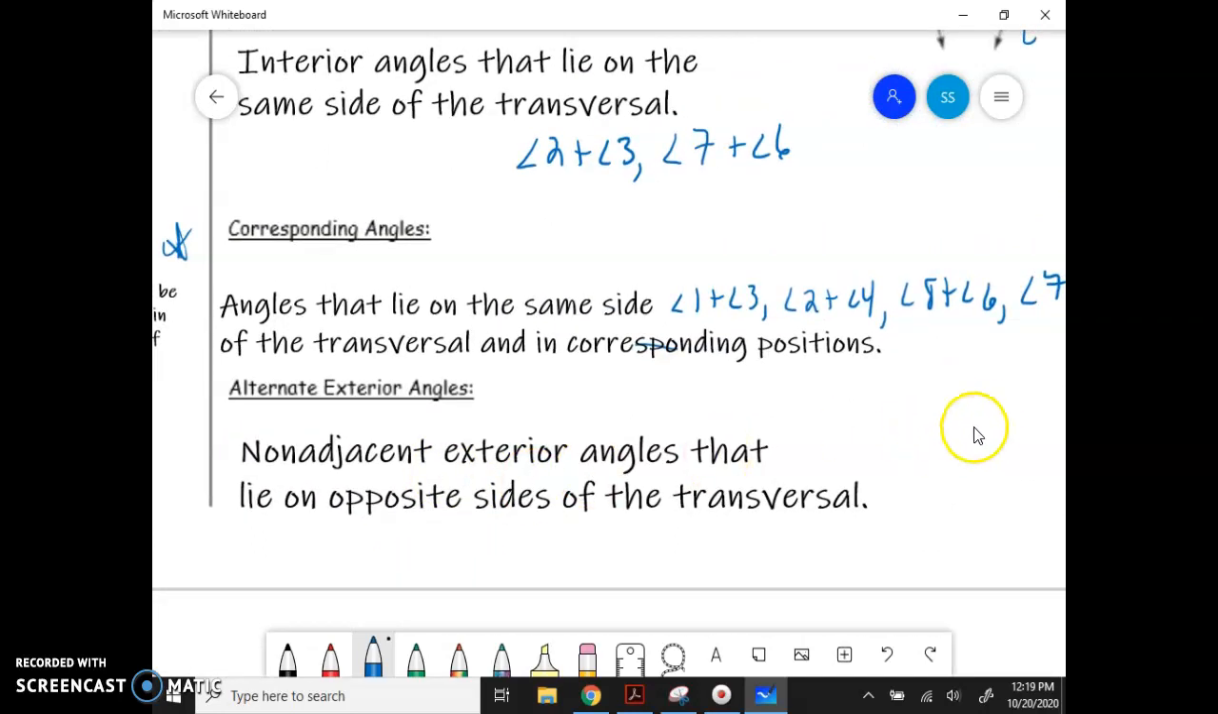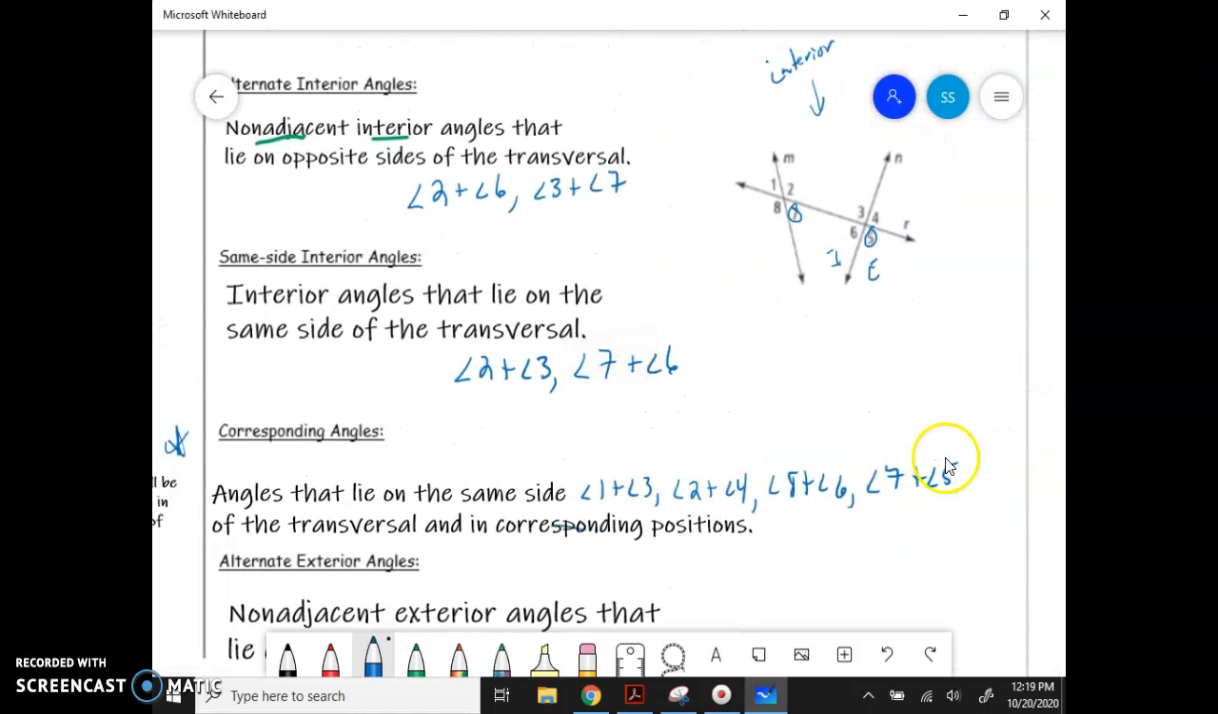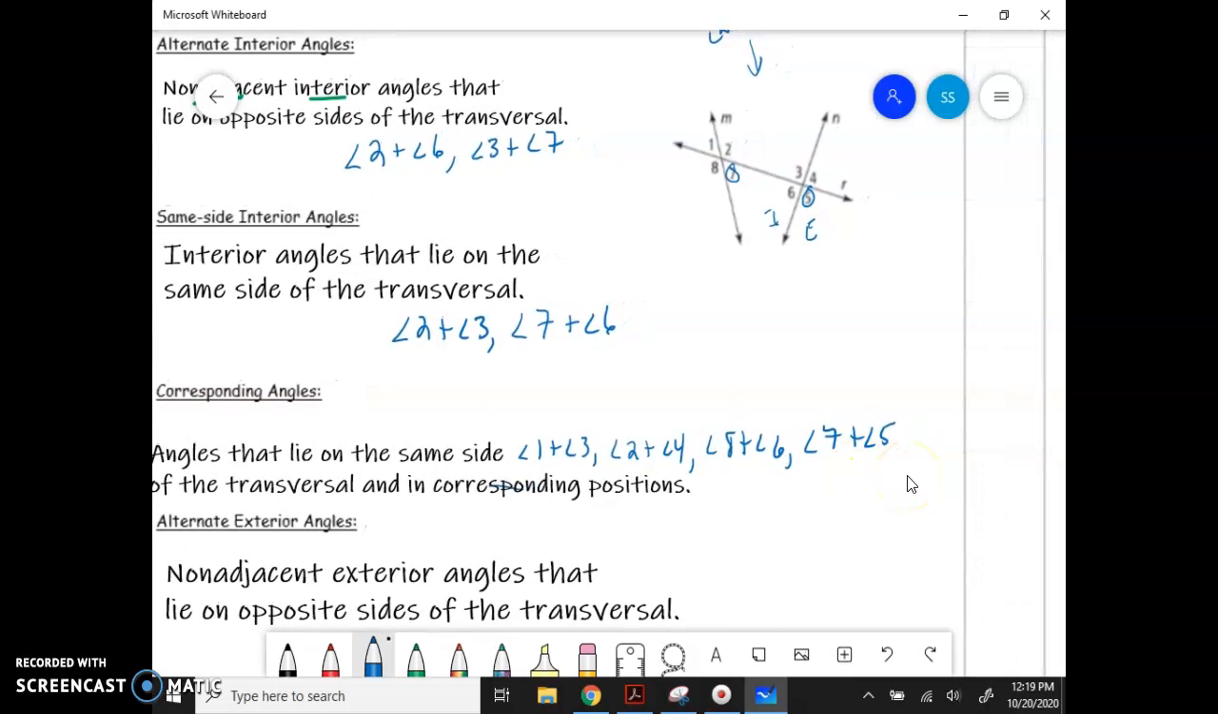All right, and then the last one we have for today is alternate exterior angles. Okay, alternate exterior angles are non-adjacent exterior angles that lie on the opposite sides of the transversal. Okay, so if we look back up here, we go ahead and erase a little bit here. So again, this is the interior, and here is the exterior, and again out here would also be exterior. Okay, so non-adjacent exterior angles that lie on the opposite sides of the transversal.